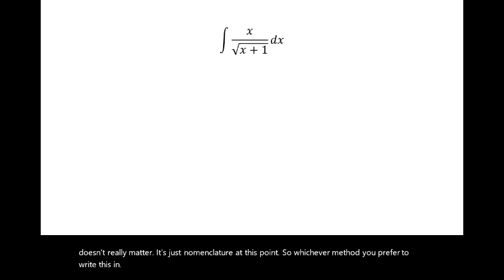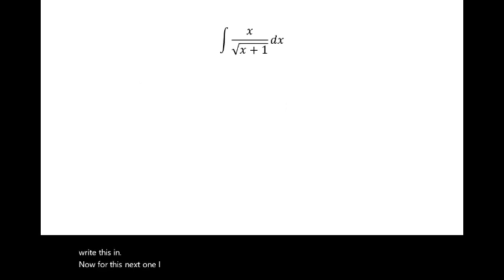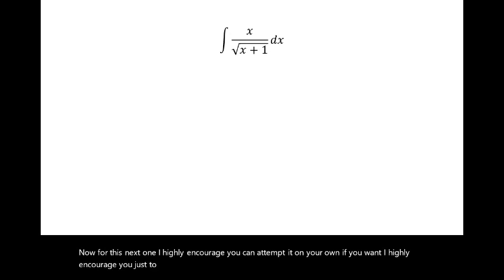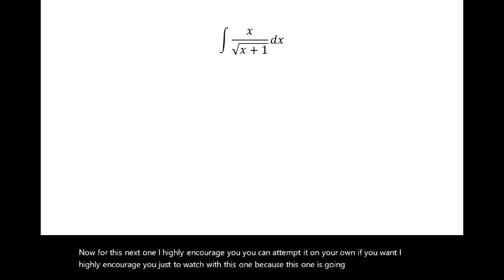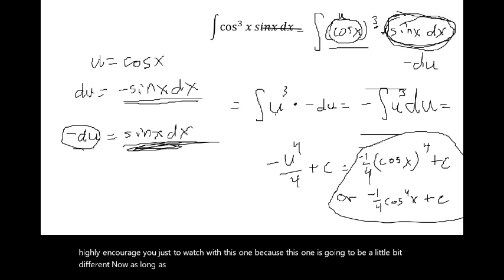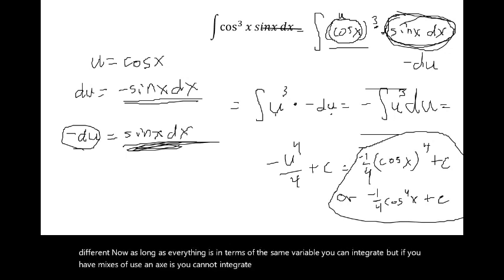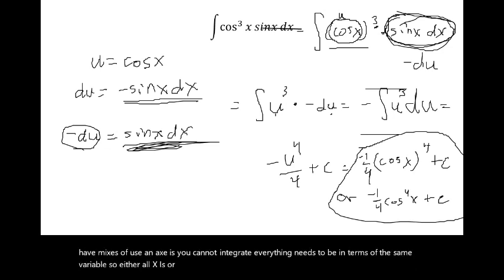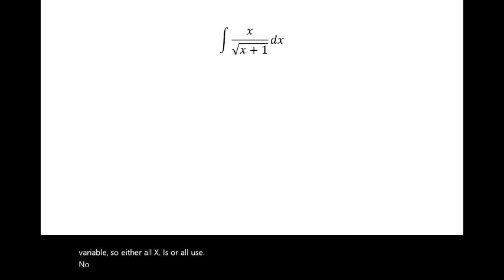Now, for this next one, I highly encourage you, you can attempt it on your own if you want. I highly encourage you just to watch with this one because this one's going to be a little bit different. Now, as long as everything is in terms of the same variable, you can integrate. But if you have mixes of u's and x's, you cannot integrate. Everything needs to be in terms of the same variable. So either all x's or all u's. No mix and matching of the two.